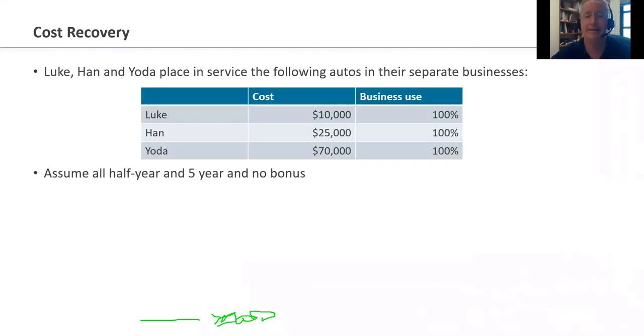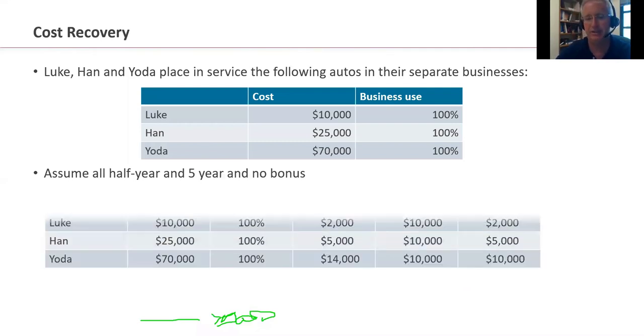All right, we need to do some examples. Luke, Han, and Yoda place in service the following autos. They're all in separate businesses. So these guys don't work together. They just all happen to coincidentally place an auto in service during the year. So Luke's car costs $10,000. He's a Jedi. Han's cost $25,000. Think of that as the Millennium Falcon. Yoda, that dude's just a badass. So he bought a $70,000 car. The business use is 100% across the board. So we can assume autos are five-year and half-year convention applies, and that none of these guys elected bonus depreciation.